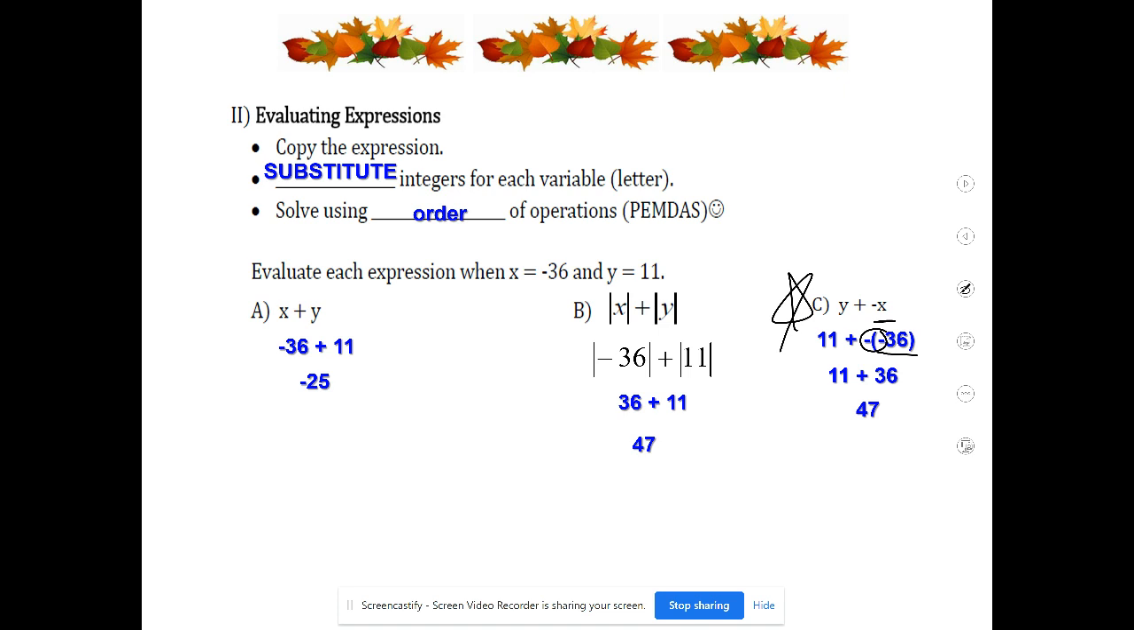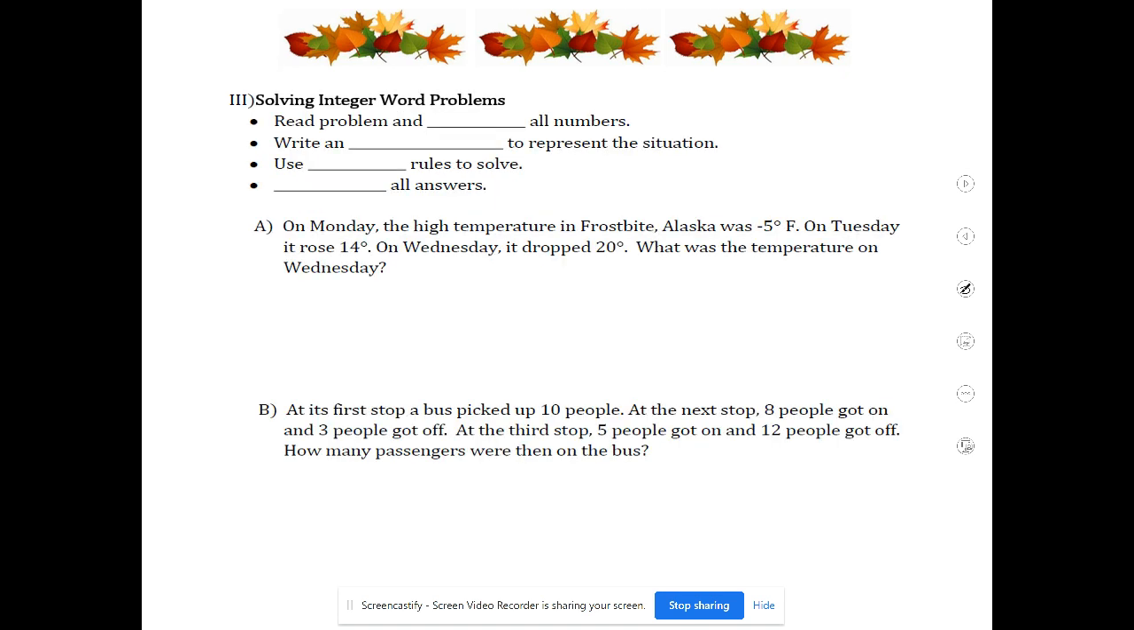Okay, moving on. Solving integer word problems. You read the problem and we want to circle all of the numbers. You write an expression to represent the situation. Then you use your integer rules to solve. And you label all of your answers. Word problems always have to be labeled, so be very careful.